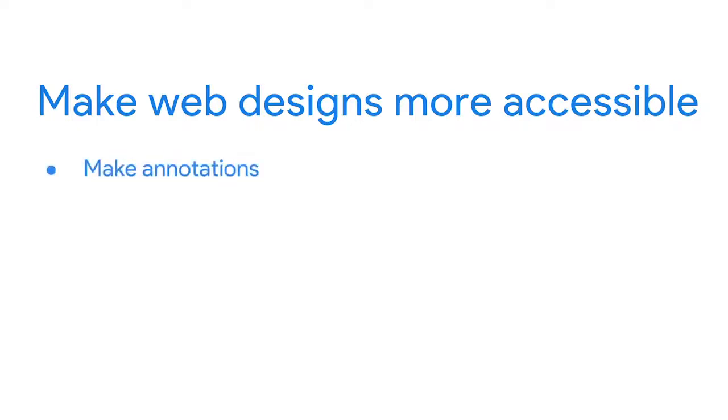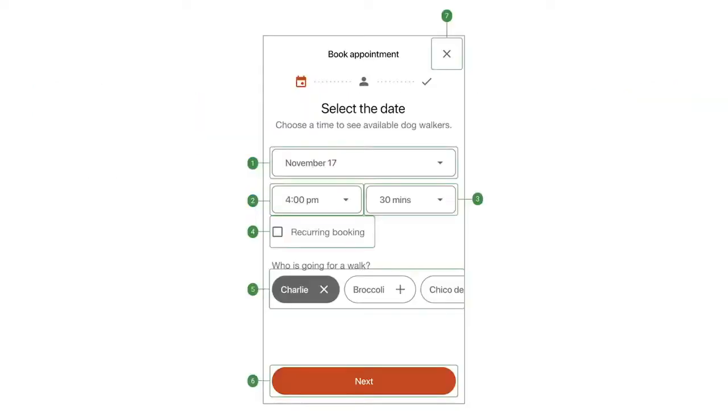The first way is to make annotations. Annotations are markers placed next to interactive UI elements, like the call to action buttons on the page. Here's a screen of the Dog Walker app that was designed earlier in the certificate program. The screen now has annotations.